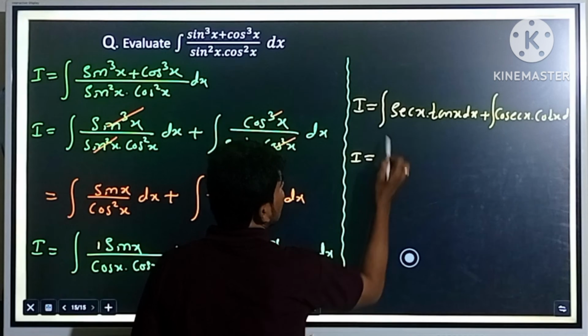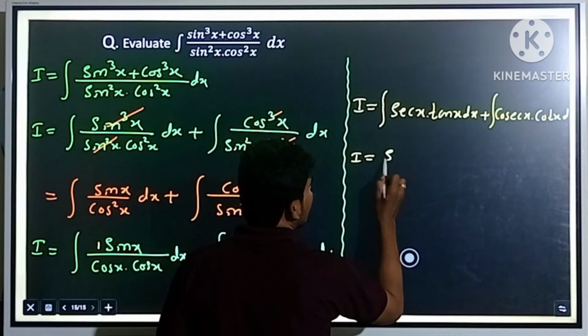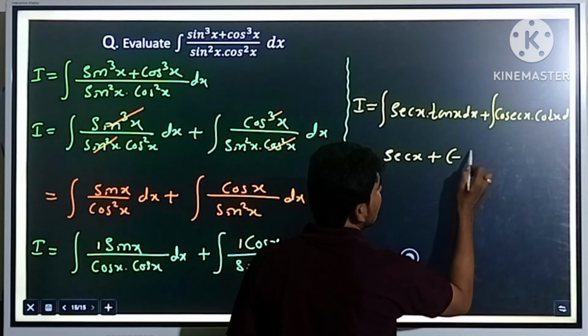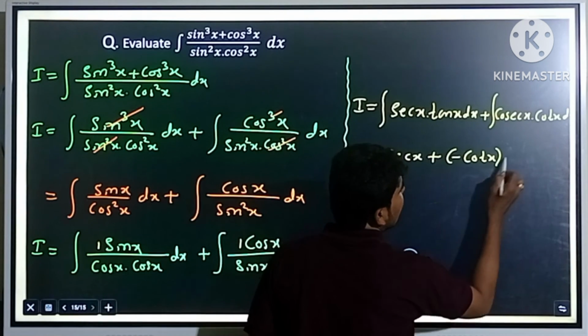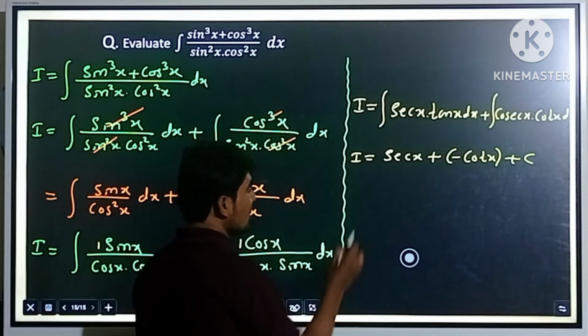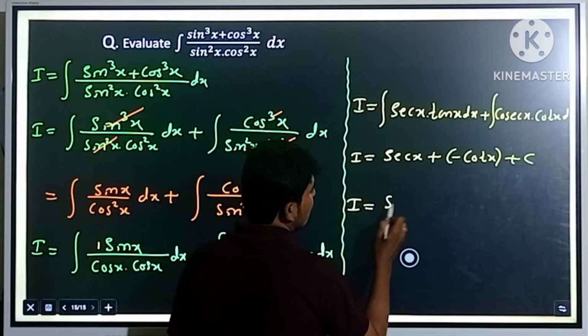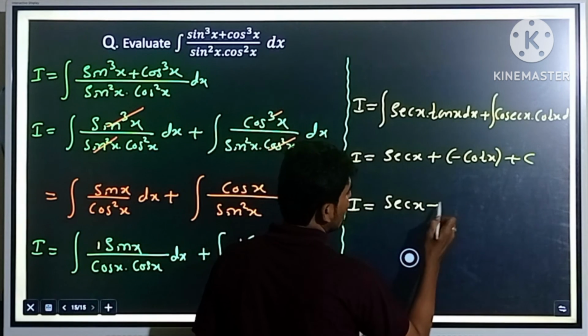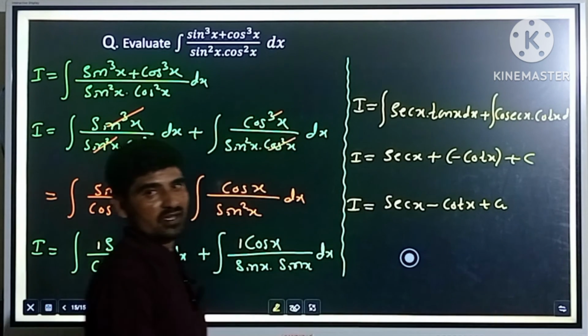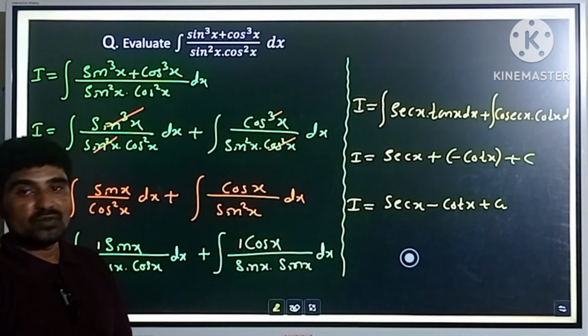Therefore, I is equal to integration of secant x into tan x, which is secant x, plus integration of cosecant x into cot x, which is minus cosecant x, plus the integral constant c. I hope all of you understand. Therefore, the final answer is secant x minus cosecant x plus c. I hope all of you understood today's class.